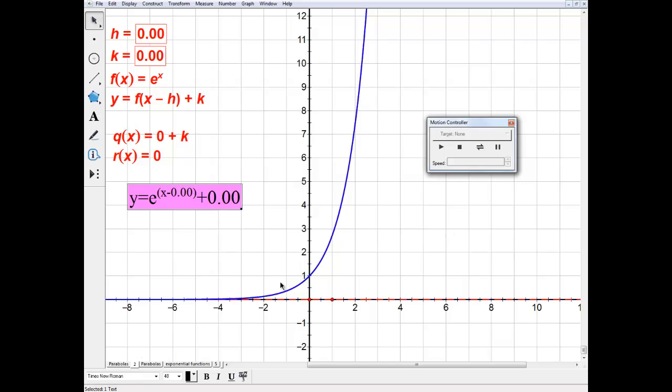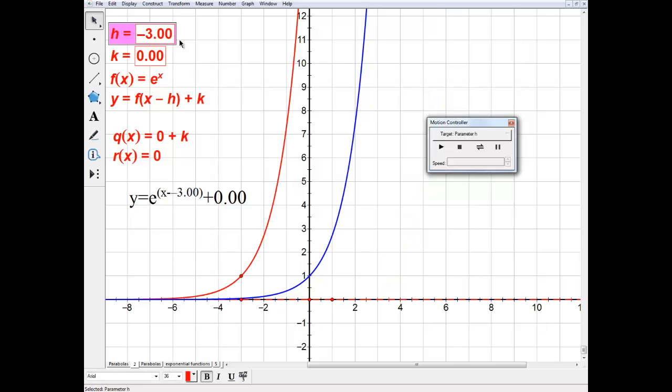So again, our exponential e to the x graph looks like this, where 0 gives you 1, 1 gives you e, and y equals 0 is your asymptote. So let's animate the h value and see what happens. You can see that the graph is moving to the right just like before, and if I made it negative 3, it will move to the left 3. So you're going 1, 2, 3.